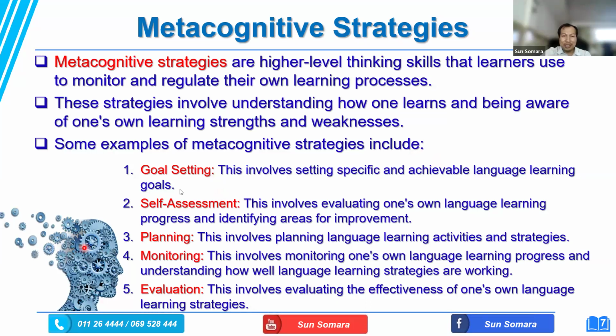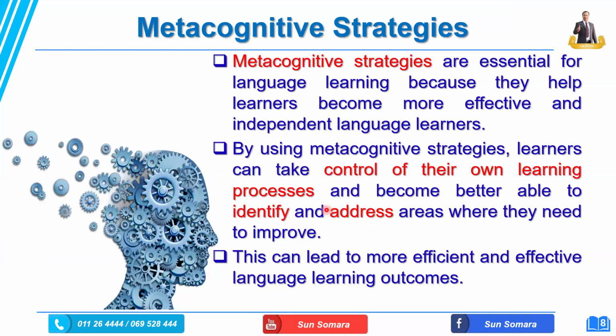Thank you for reading this. This part is just about higher level thinking skills that learners use to monitor and regulate their own learning. It can be used to promote learner autonomy, or independent learners, we can say. And I need to have some steps here, some examples, right?